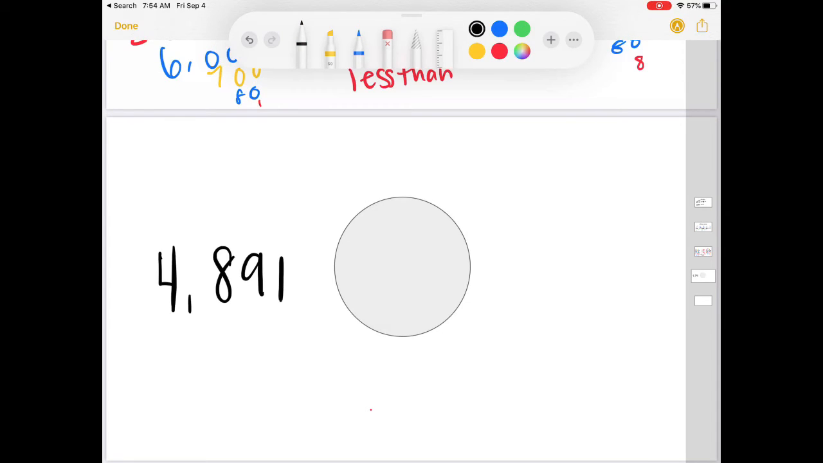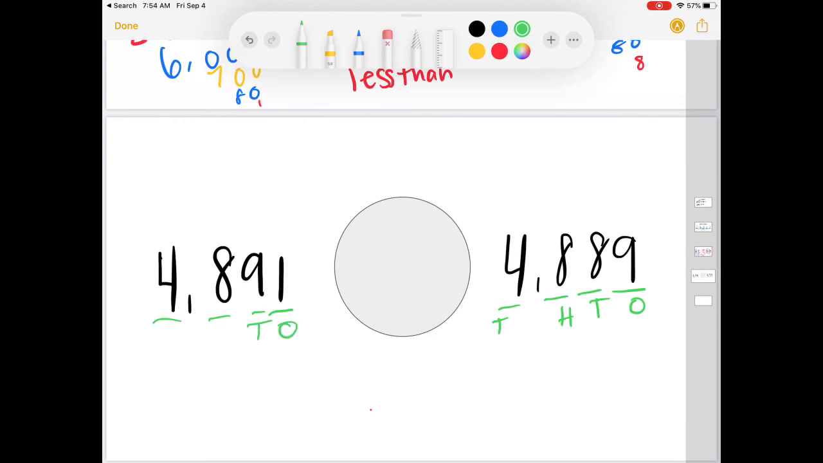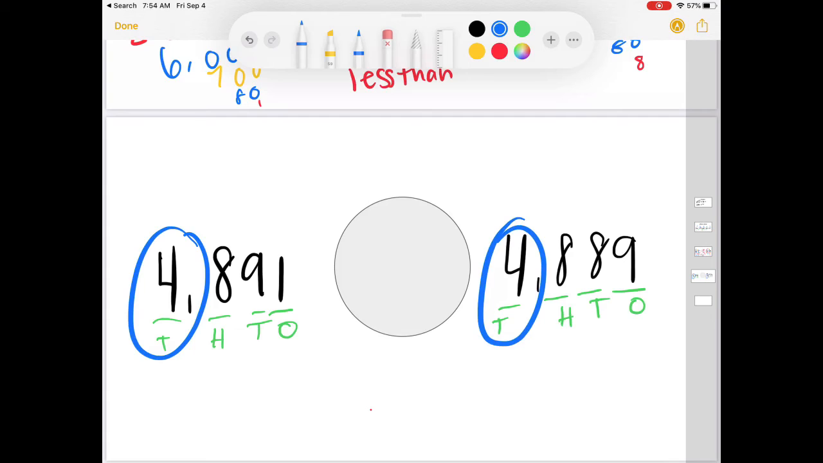So I have this number, 4,891, and then I have the number 4,889. These are both really large numbers. I'm going to look at the place values when I'm comparing. So I'm going to label them. I have my ones, tens, hundreds, thousands. Where do I start? I start at my largest place value, so I start at my thousands. I have a 4 and a 4. I know it's in the thousands place, so I know it's worth 4,000. They are the same number. 4,000 is the same as 4,000, so I need to move on to my next one.